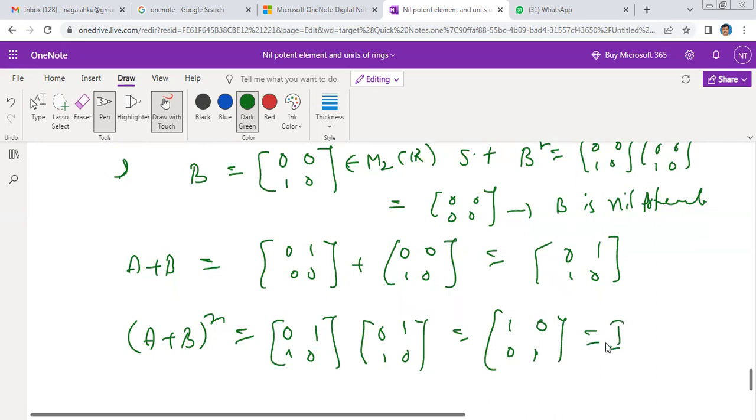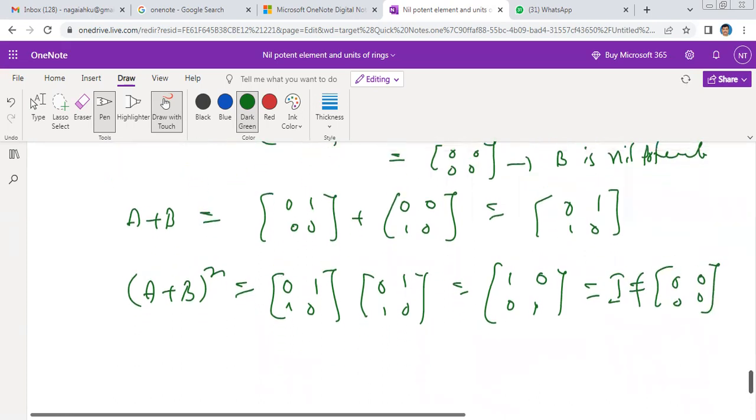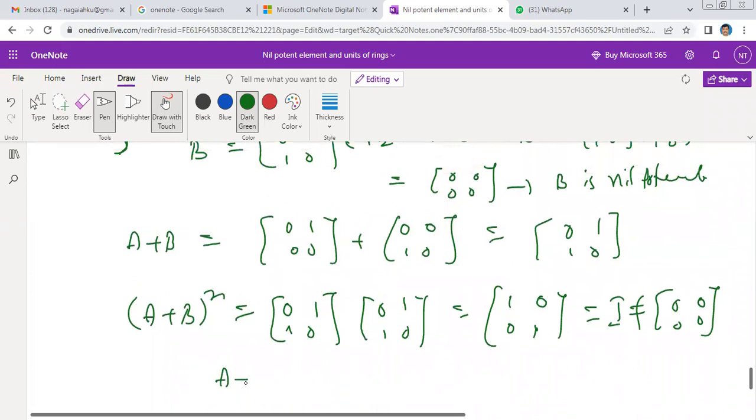It is not equal to 0. Whatever power you take, multiplying again, it will never be 0. Therefore, A plus B is not a nilpotent element.